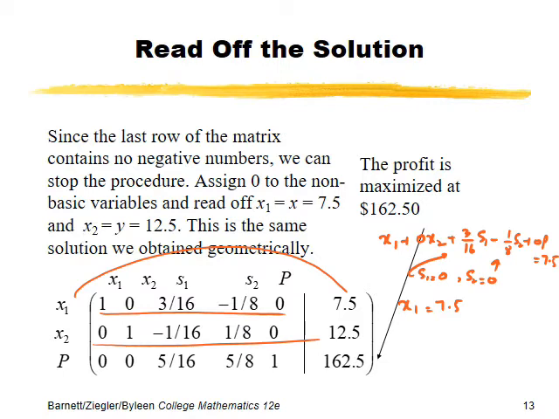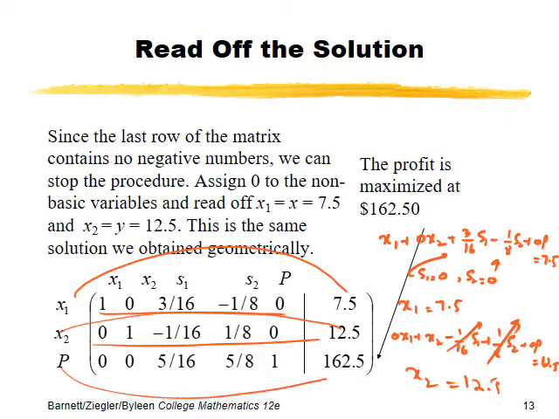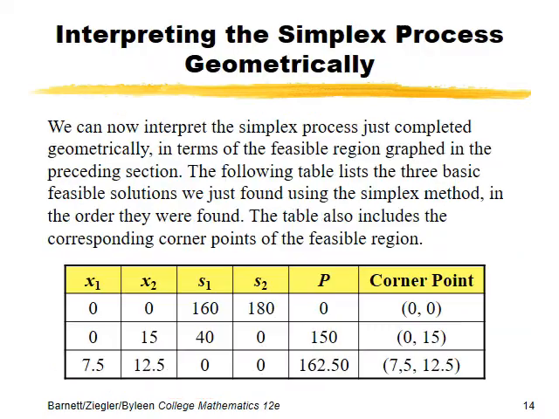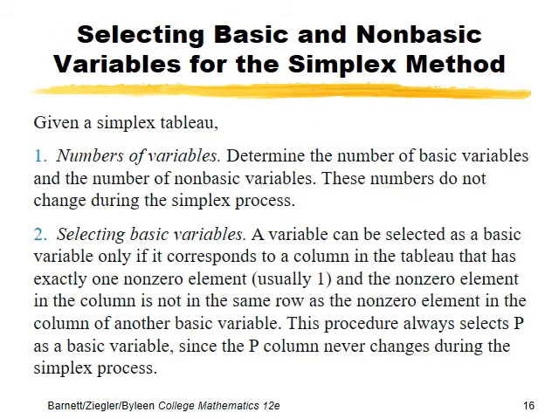Similarly, if we write this back into equation form, 0x1 plus x2 minus 1 by 16 s1 plus 1 by 8 s2 plus 0p equals 12.5. As I said, we assign value 0 to non-basic variables, so s1 and s2 will be 0, so you can directly get x2 is 12.5. Likewise, you can see here, and p is this. So you can see x1 is 7.5, x2 is 12.5, and we are getting the maximum profit at this point. So this is called the simplex method.